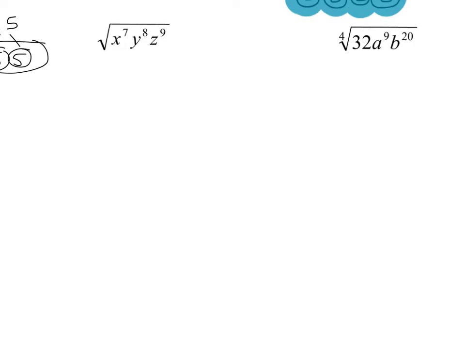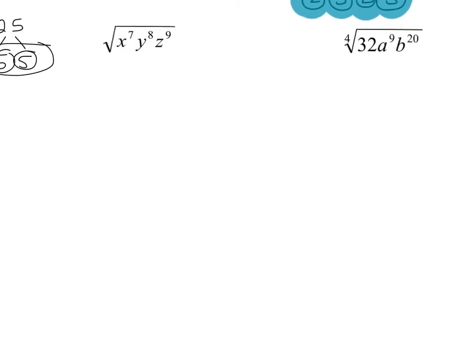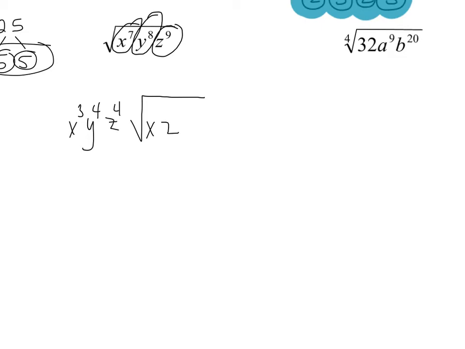Let's look at this one. We have the square root of x to the 7th, y to the 8th, z to the 9th. So no numbers here, all variables. Let's think about x. How many groups of 2 are there in x to the 7th? Well, there are 3 groups of 2 with 1 left over. Y to the 8th. How many groups of 2 are there in y to the 8th? Well, there are 4, and there are none left over. So again, anything that's in even groups comes out, anything that's not stays in. Z to the 9th, how many groups of 2 are there? Well, there are 4 groups of 2, and there is 1 left over.